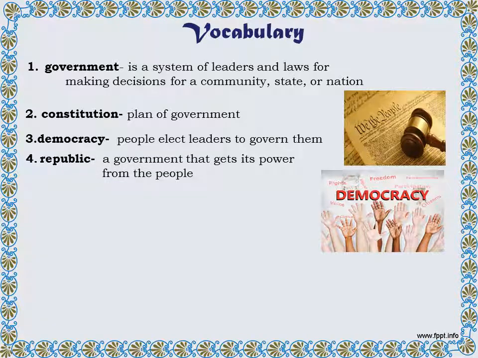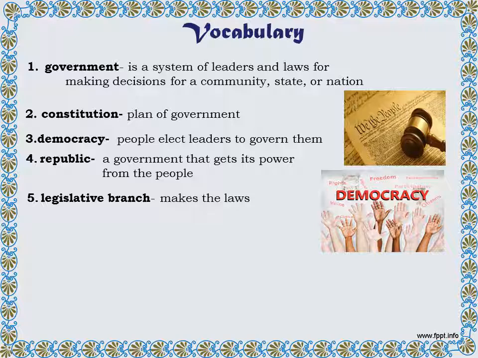And number four is republic, a government that gets its power from the people. The United States of America, grade 4, has a republic form of government. It is not a king who has the power, it is the people and those they elect to represent them who hold the power. Okay, and number five is legislative branch or the one that makes the laws.